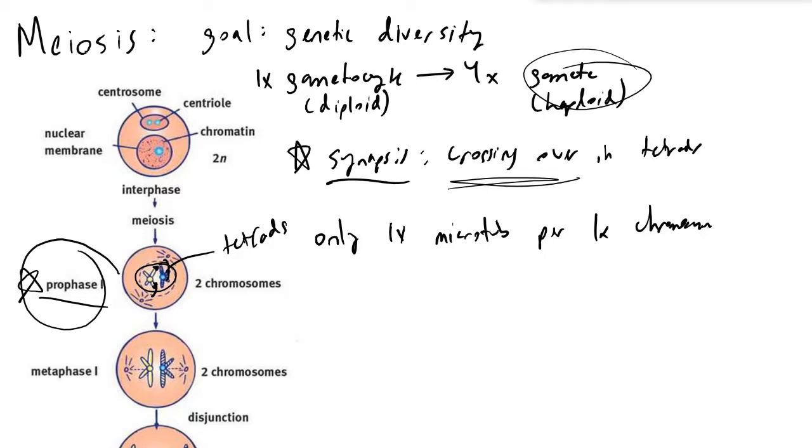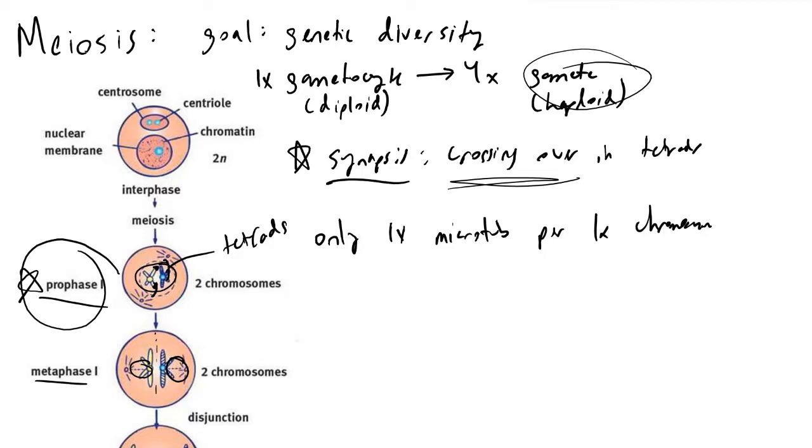If we now move on to metaphase 1, what you'll note is how, like in mitosis, we see the chromosomes, in this case the homologs, lining up along the middle of the cell. Also note how we only see one microtubule per chromosome in this case, and that's because that's how we're going to be doing this in meiosis 1 only.